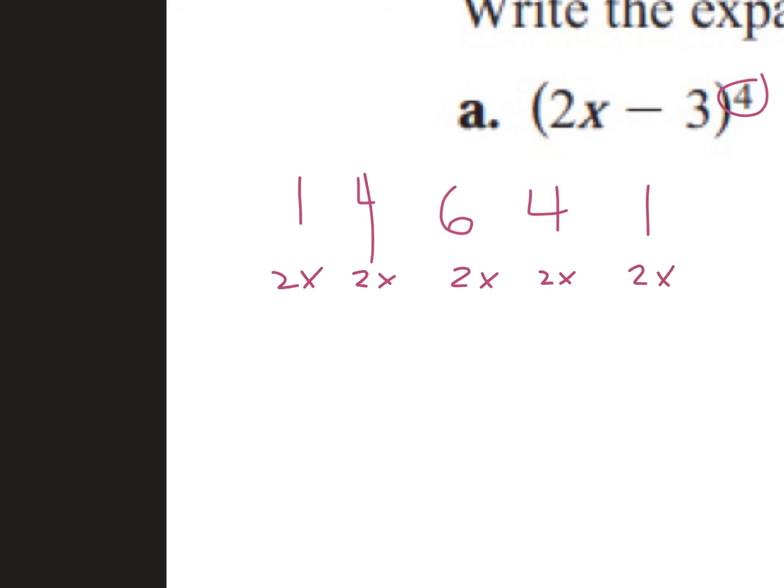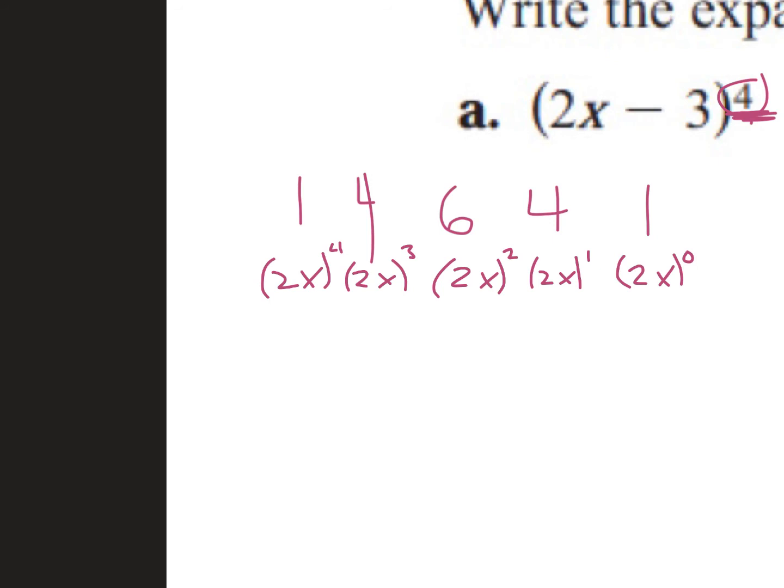Our first 2x, all the way to the left, what exponent is that going to have on it? To the 4th power. Perfect. We start with whatever our exponent is in the original expression. So 2x to the 4th power. Next we have 2x cubed, 2x squared, 2x to the 1st power, 2x to the power of 0.